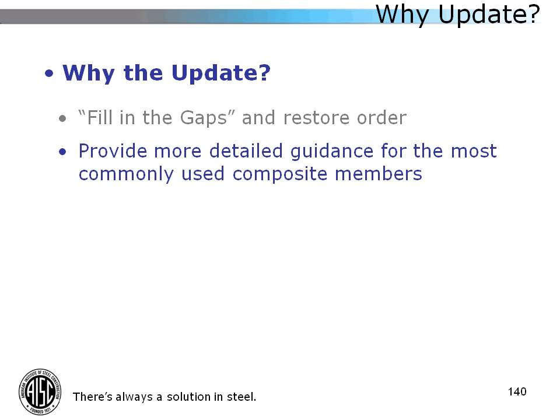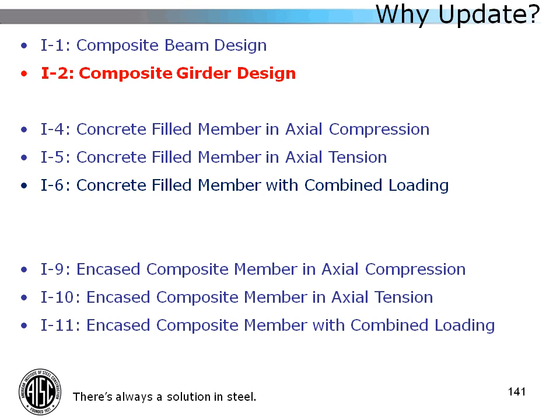All right, the second part is to provide more detailed guidance for the most commonly used composite members, which are beams. Okay, so we've always had this I1 composite beam design, which is a good example that uses the manual tables, but we wanted to put a more explicit design example that went through a lot of hand calculations. So we added I2 composite girder design to give that type of an example.